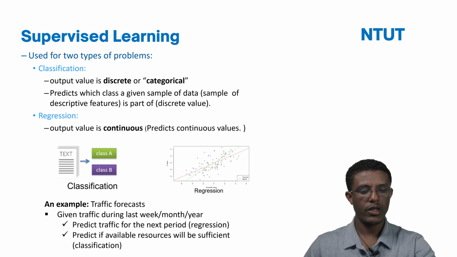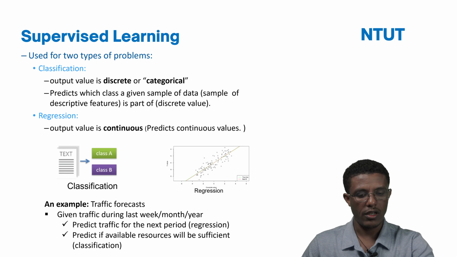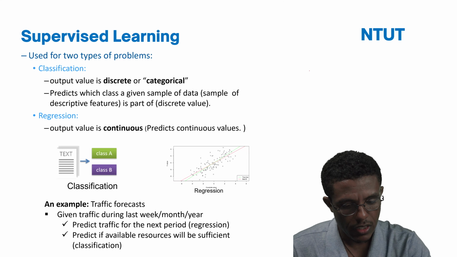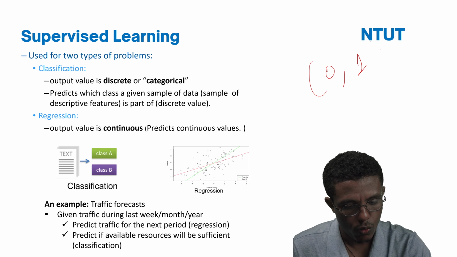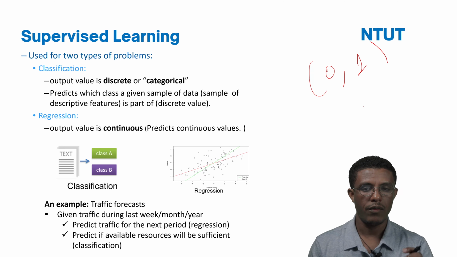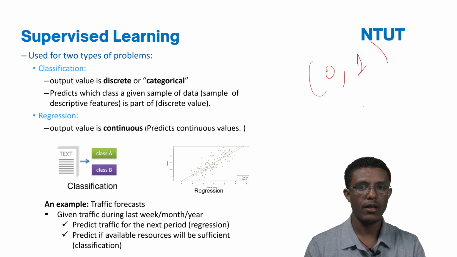Discrete means, for example, that the value of the data is either 0 or 1. This type of output value is discrete.